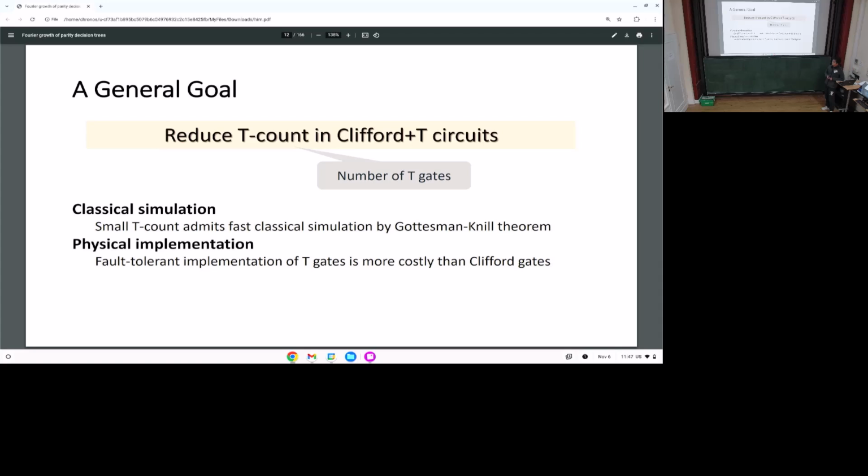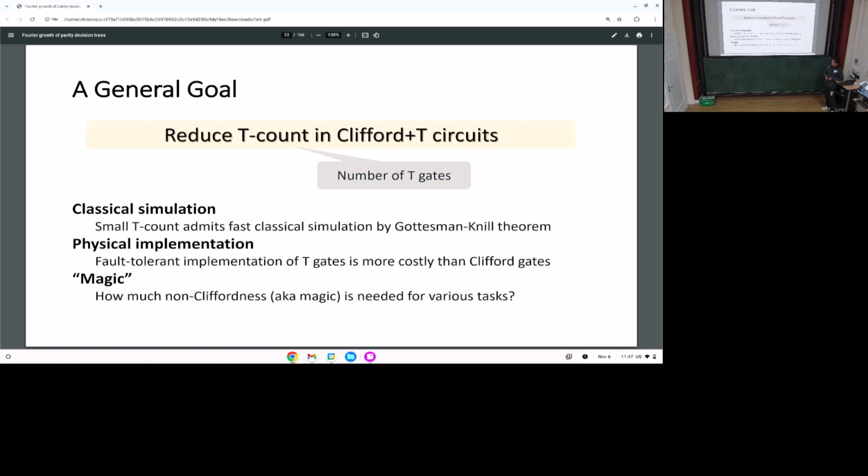And the second is about physical implementation. It turns out that fault-tolerant implementation of T-gates is more costly than Clifford gates. So if you want to build a quantum computer with some architecture, and you put T-gates and Clifford gates in it, the T-gates will cost you more money. And third is about magic. Magic quantifies how much non-Cliffordness you need to perform your computational tasks.